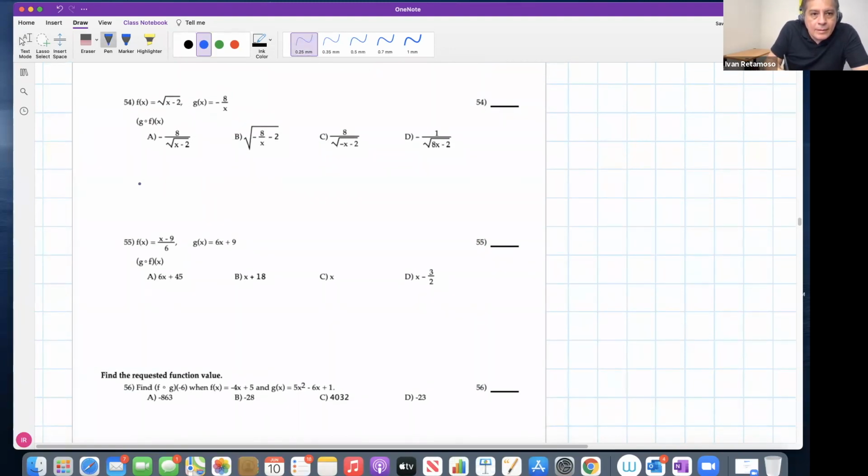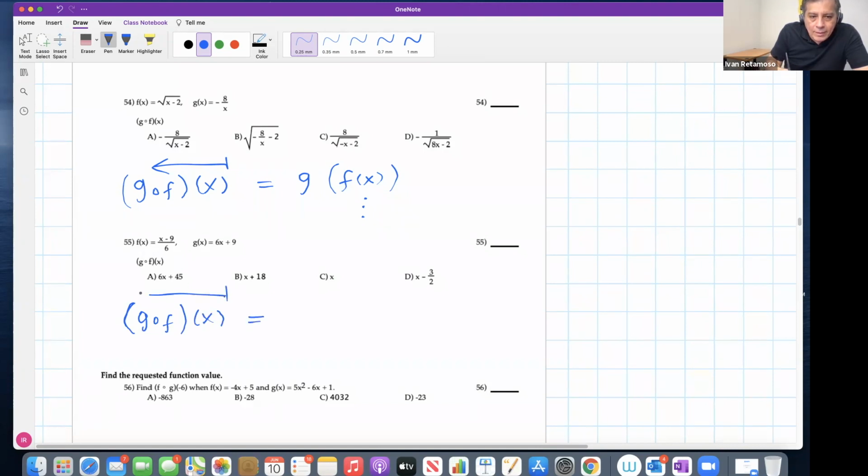So G composed with F of X. I'm gonna just give a hint of how to compute this. First F of X, and then evaluate the G, right? Yeah, great. We're gonna do this, the number 55, right? Similar here. 55 says, do this composition, G composed with F of X. Again, go from right to left. Start with F of X. Then the result of this evaluated in the function G.